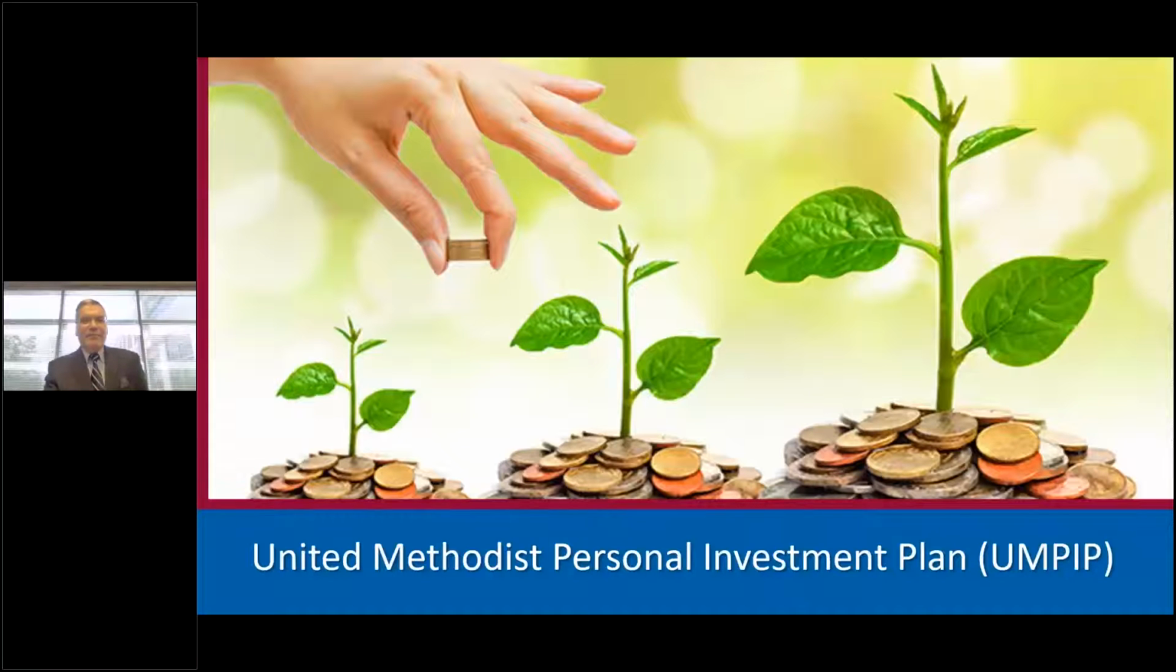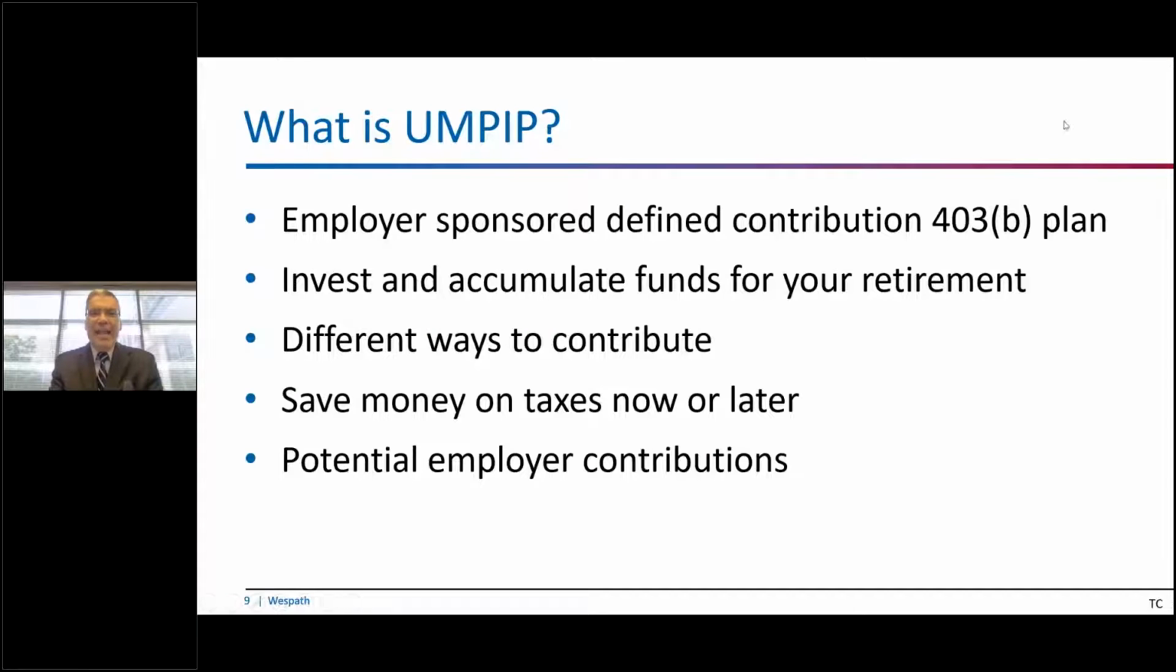Now let's jump into what some of our participants call UMPIP, or the United Methodist Personal Investment Plan. It's a terrific plan. It's available for clergy and for lay participants. Basically, it's a retirement plan. Wespath, myself, your employer, even the government are encouraging you to set aside some money today to start to accumulate funds for your retirement. And I think there are really good reasons for that.